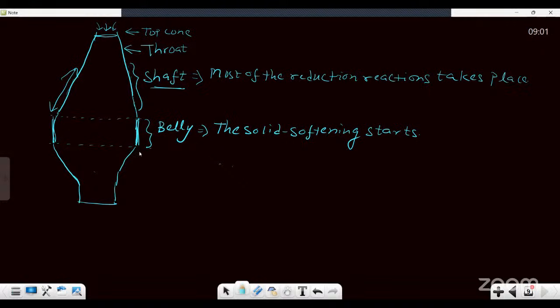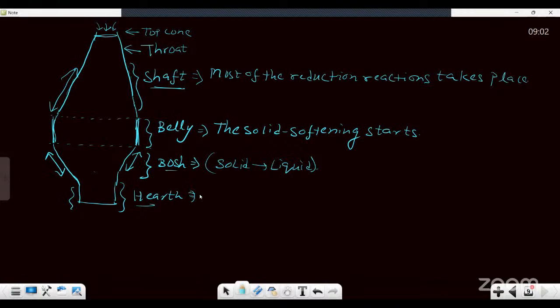And after the belly region is the Bosch region. This is called the Bosch. Tapered inward again. This was tapered outward, now it is tapered inward. This is the region where solid is basically getting converted into liquid. And finally, this is the hearth. This region is called the hearth. Now, what is happening at the hearth region?